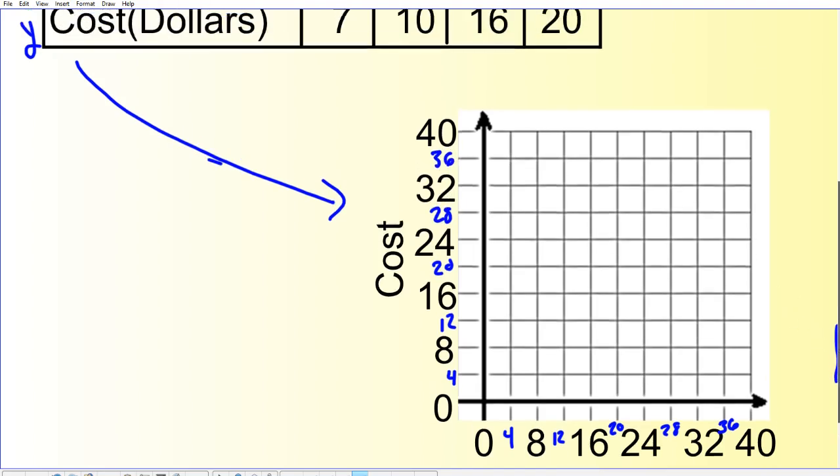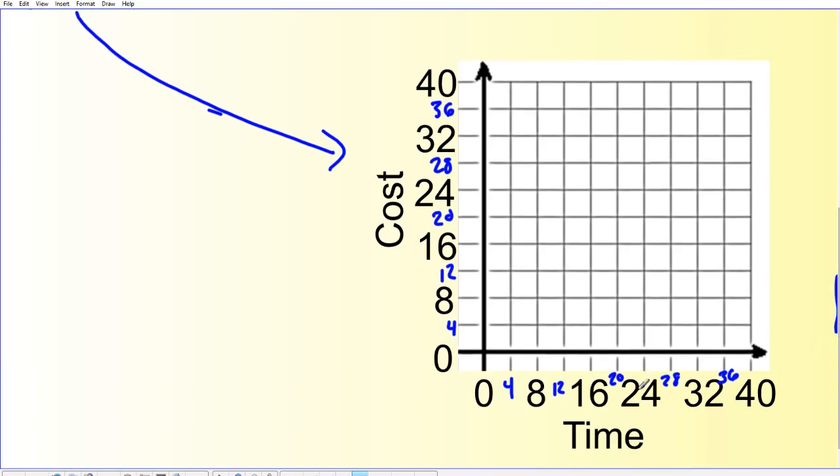I'm looking for the point 14, 7. So 14 would be between 12 and 16. So in 14 minutes right here, they would charge about $7. So I'm in ghost mode here for a second. Here's my 14 minutes. I want to go up to $7 right about here. And that's my point. That's the point 14, 7.